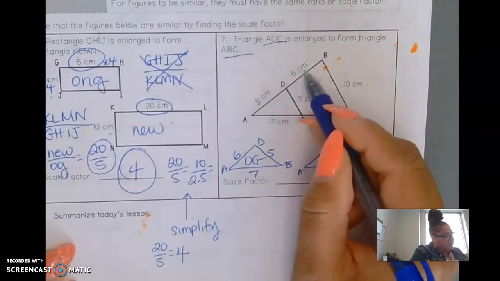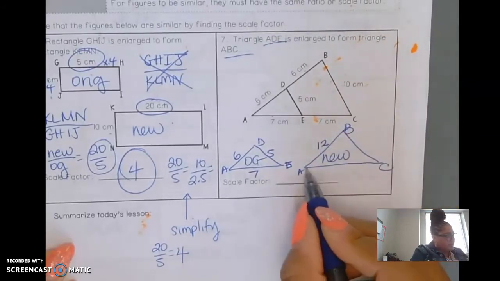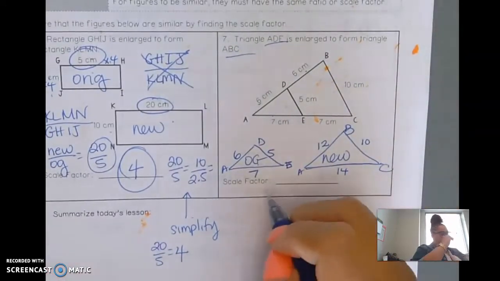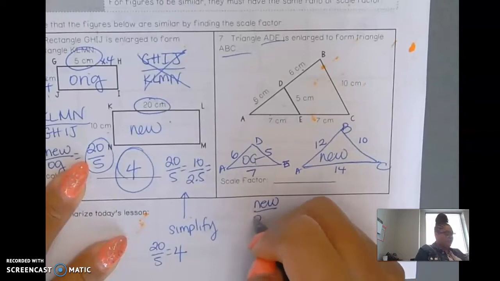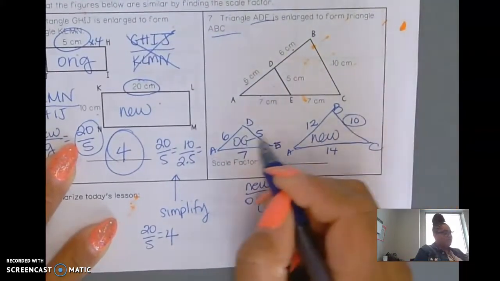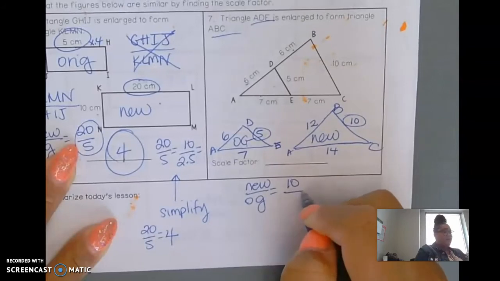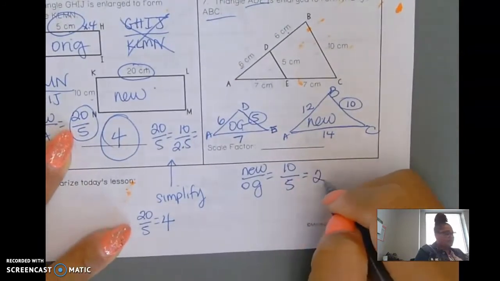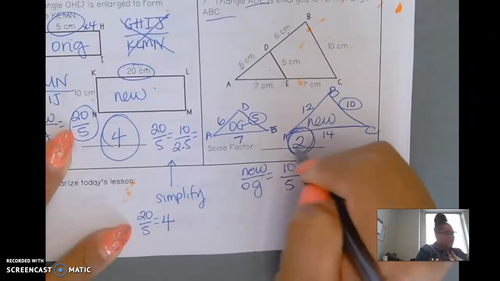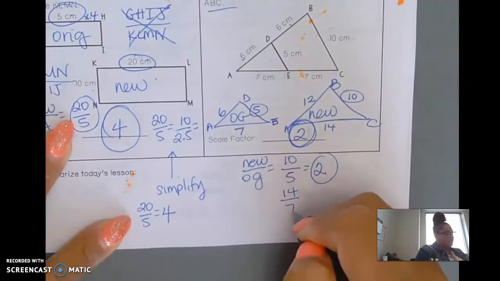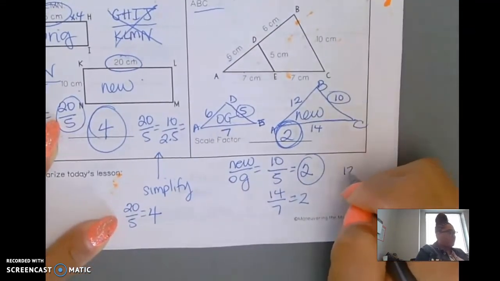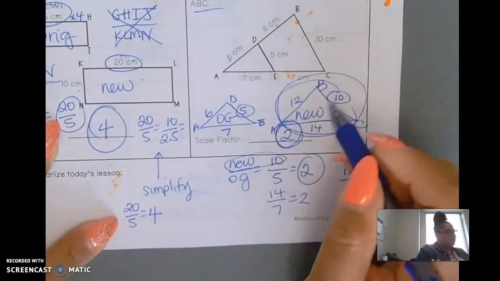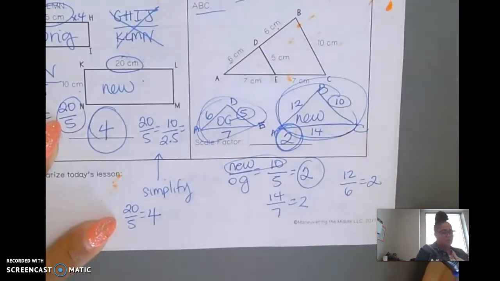And this is 6 plus 6 combined, so this is 12. This is 7 plus 7 combined, 14. And this is 10. So I'm going to write my ratio in words, new over original. And then I'm just going to choose a pair and write that as a corresponding pair. I'm going to write 10 over 5, and then I will simplify. 10 divided by 5 is 2. This will be my scale factor. I could have also written 14 over 7, which also equals 2, or 12 over 6, which also equals 2. But my new numbers have to go on top of their corresponding numbers over here.